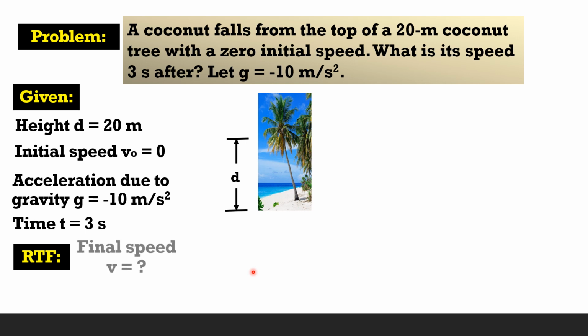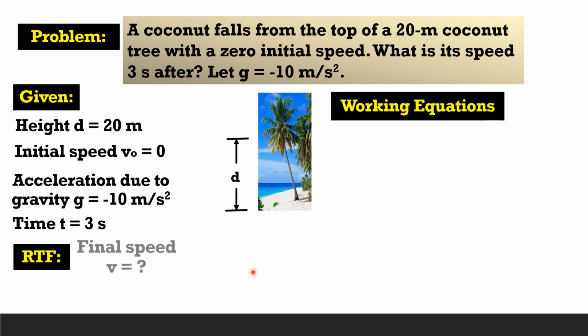Alright, so here are the usual working equations. The first one, v is equal to v naught plus gt. V without the subscript means the final speed, v naught is the initial speed, of course g is acceleration due to gravity, and t is the time elapsed. The other working equation is: the square of the final speed is equal to the square of the initial speed plus the product of 2gd.